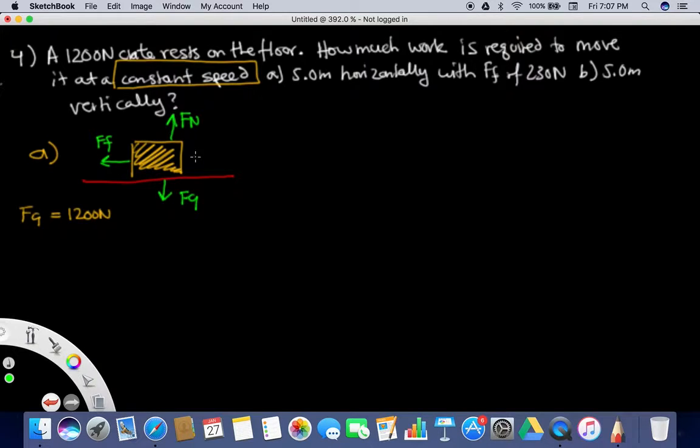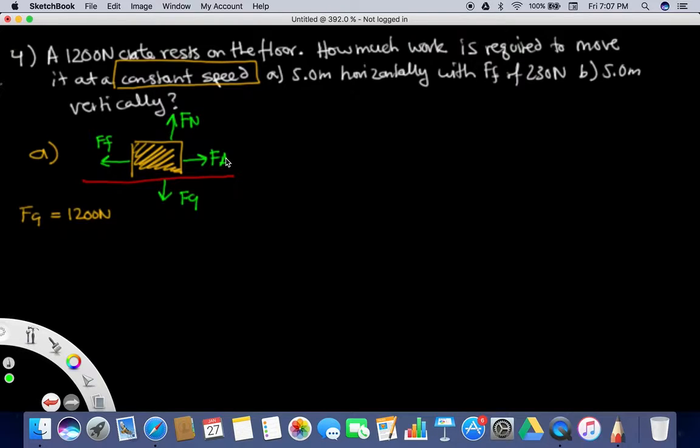And the final force that we ought to draw is an applied force. So why are we drawing an applied force? Well, if we want to displace this crate 5 meters horizontally, then we need to have some sort of applied force. For example, maybe somebody pushing constantly on the box, on the crate, with a certain applied force. So we need an applied force if we want to have this box move or displace itself 5 meters horizontally. So that's why we have to have the applied force.